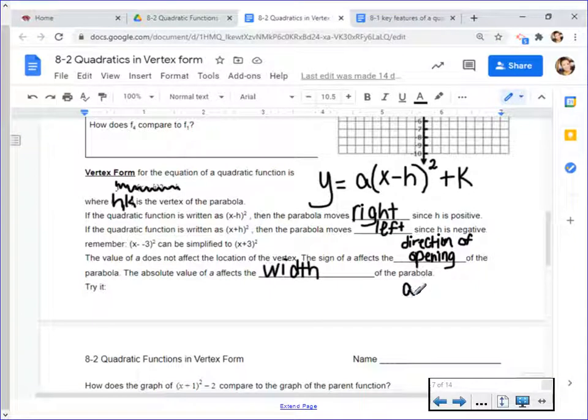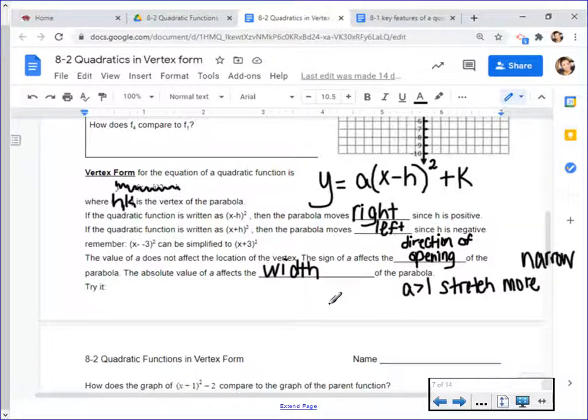So remember, A is greater than 1. So like 2, 3, 4, 5, 20, 100. It's going to be stretched. And let's call it, that means it's just getting more narrow. So if I ever say stretched the graph, that just means it's more narrow than it was to begin with.